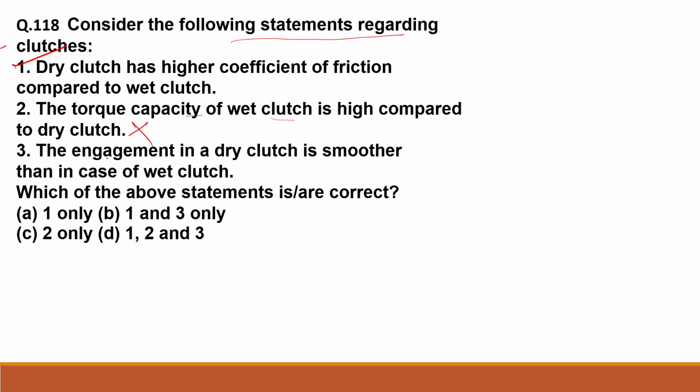And the engagement in a dry clutch is smoother than in a case of wet clutch. Point 3 also is wrong, because I will tell here, the engagement in a wet clutch is smoother. This will be considered when wet is there, that point will be right, but here dry clutch is given, so the third point will be wrong. So our right answer will be point A. Option A will be our right answer.